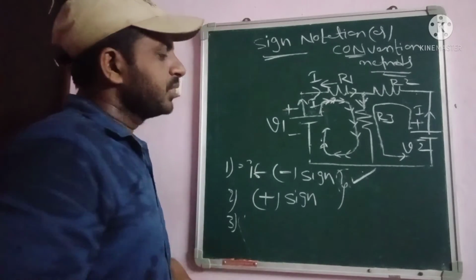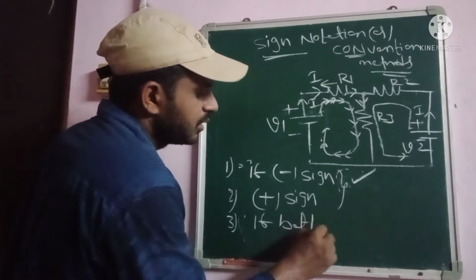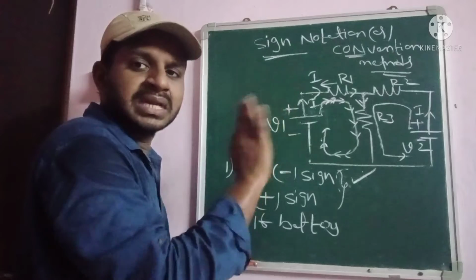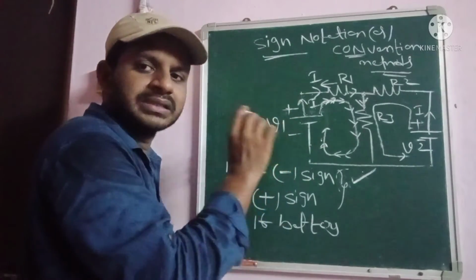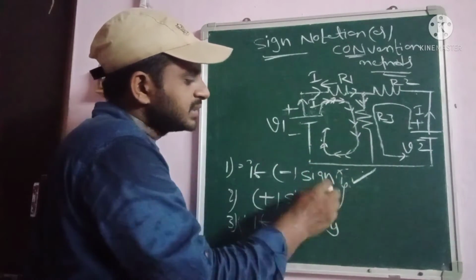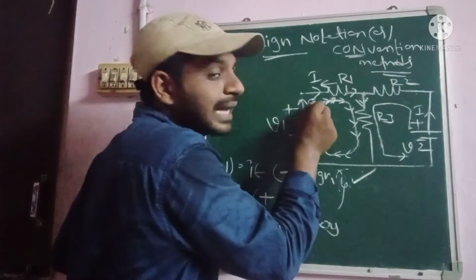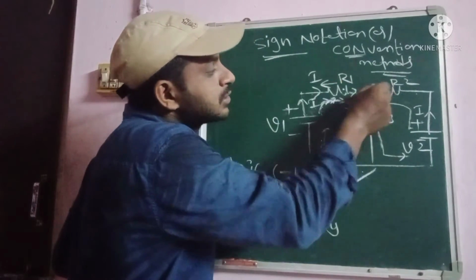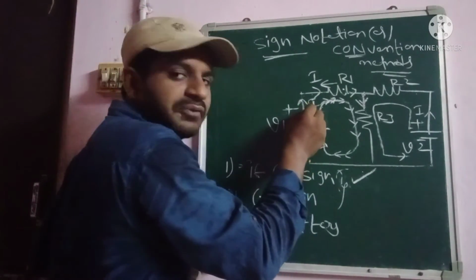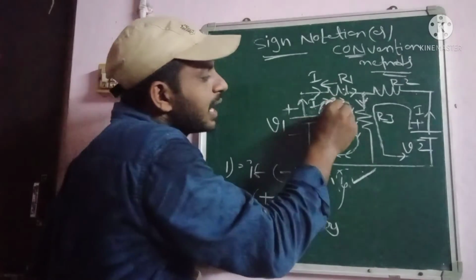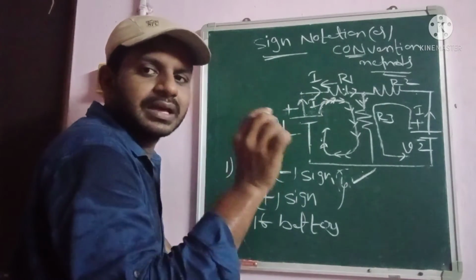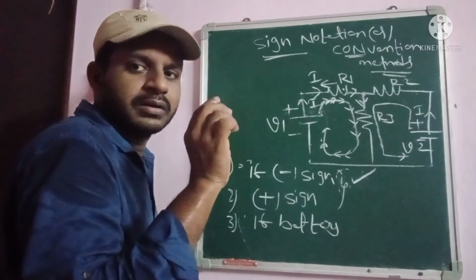Coming to the third notation: battery direction and loop direction. Here I am not mentioning any current. We only consider the battery symbol direction and the loop direction. In the previous cases, we indicated the battery current direction and loop direction at the passive elements. But for the third, we only consider the battery. Please remember that small comparison.